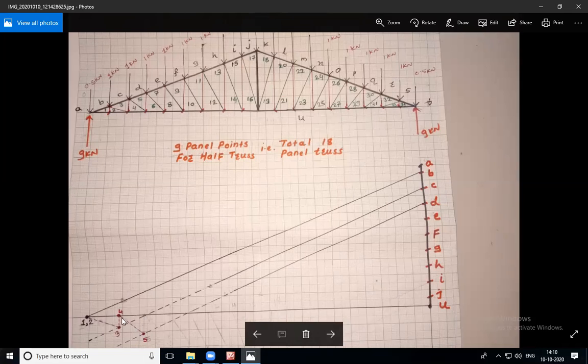So 4 5, 5 4, or 4 5, whatever. Now again 4 3. Sorry, 4 5, 6 5, 6. Now we are going to move to the next, that is 5 6. From 5, 5 6 is vertical. In between 5 and 6 there is a vertical member, so draw one vertical line up to U. See, this 6 is located on U.